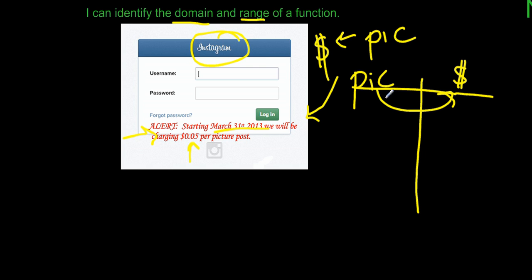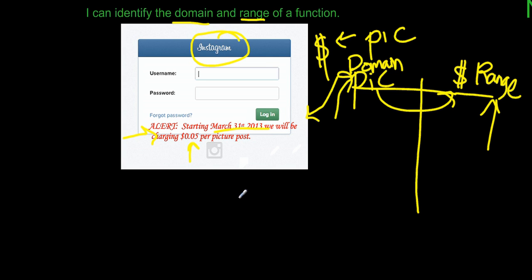So when I think about it in terms of the domain and the range of the function that I have here, I have the pictures, which are my domain, and they are going to determine the range of money that I might have to pay. So domain would be my number of pictures, range would be the money I would have to pay. Pretty interesting stuff. You heard it here first: starting March 31st, they're going to start charging 5 cents per picture post. The pictures will be your domain, and how much you have to spend is going to be the range of values.